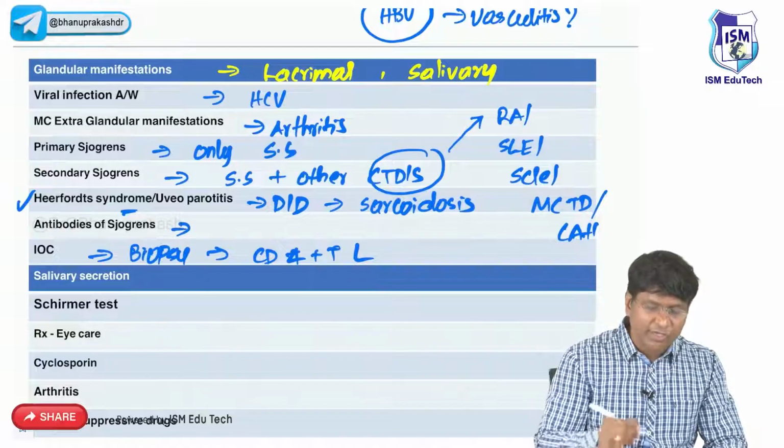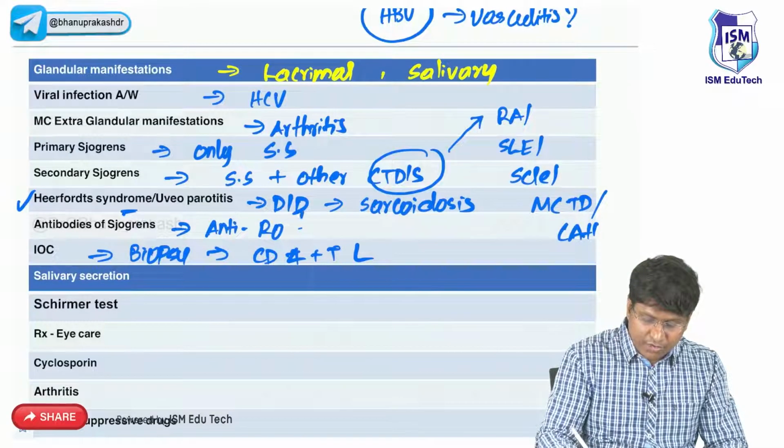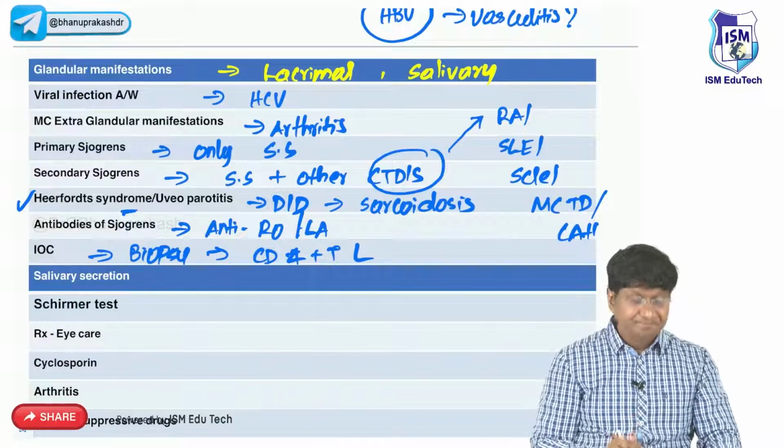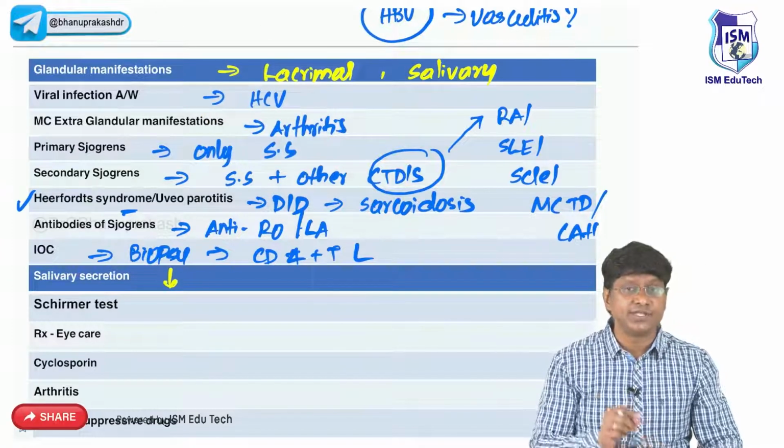Now, what are the antibodies in Sjogren's? The antibodies in Sjogren's will be anti-Ro as well as anti-La. These are the antibodies in Sjogren's, right? Now, what will happen to the salivary secretion in Sjogren's? The salivary secretion in Sjogren's will be reduced.